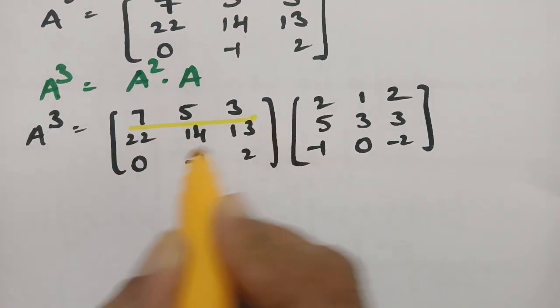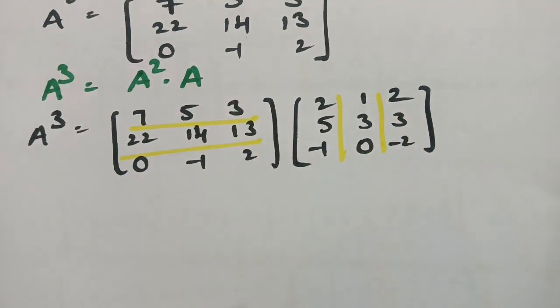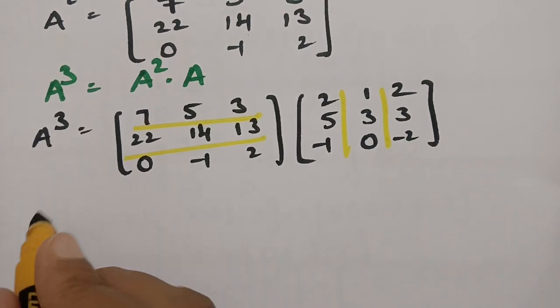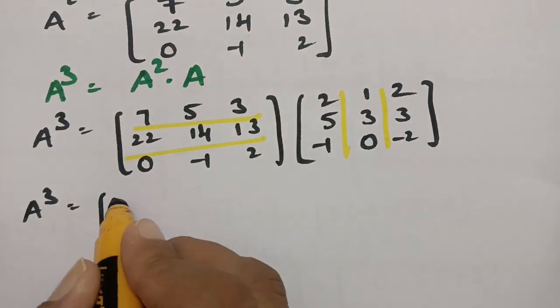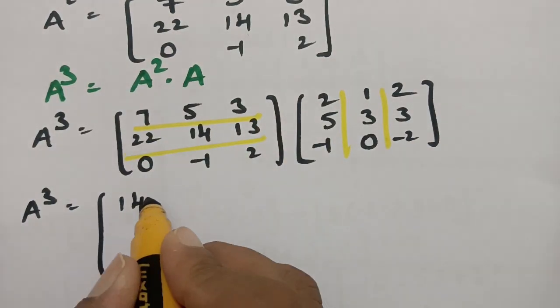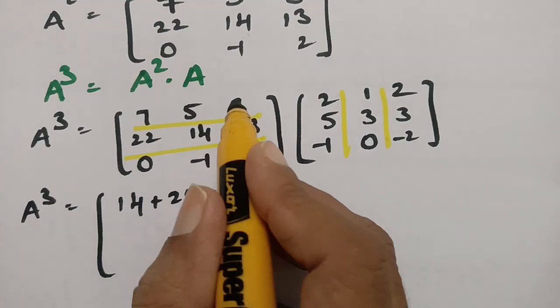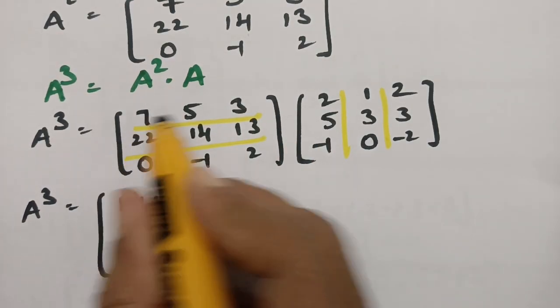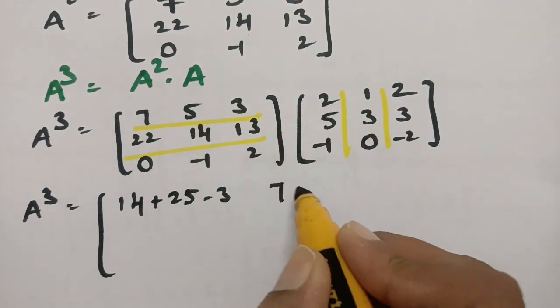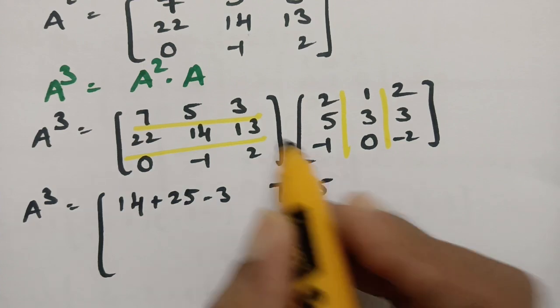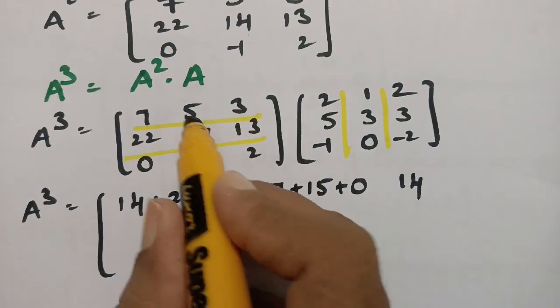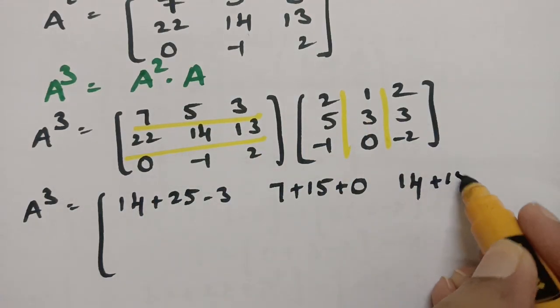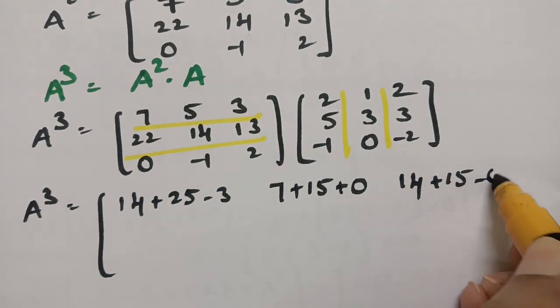So here every time I do like this. So for easy evaluation, see here, a cube value is very easy to calculate. That is 7 2s are 14 plus 5 5s are, this value is 25. And this is going to become minus 3. This is 7. So this value is going to become 15. And this is going to become 0. 7 2s are 14. And this is 5 3s are 15. And this is going to become minus 6.